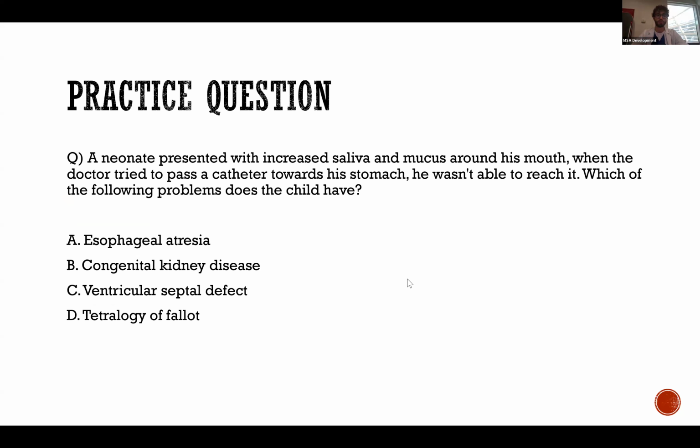A neonate presented with increased saliva and mucus around his mouth. When the doctor tried to pass a catheter toward the stomach, he wasn't able to reach it. Which of the following problems does this child have? Esophageal atresia. Why does this child have esophageal atresia? Because the doctor tried to put a catheter to the stomach, but he couldn't reach the stomach. But what is the thing that helps us reach the stomach? It's the esophagus. If you can't reach the stomach, it means we don't have an esophagus. That's why the condition here is esophageal atresia.